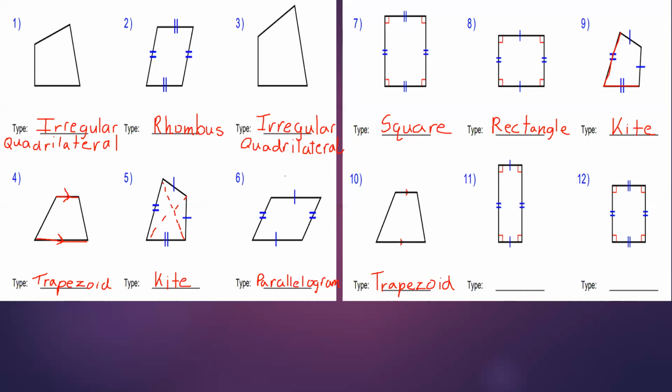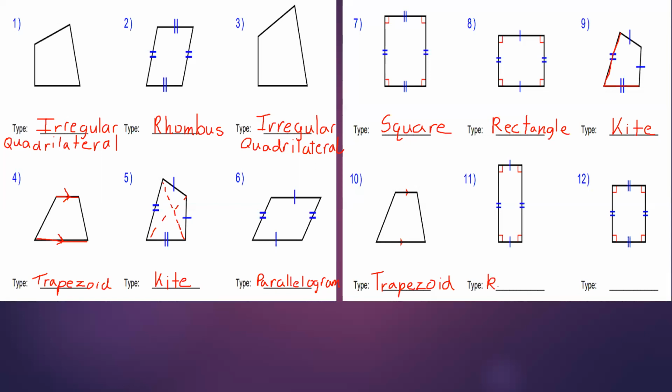You could do number 12, Demario. Ramon, which one for number 11? Rectangle. Is he correct? Is number 11 a rectangle? Yes, it is a rectangle.